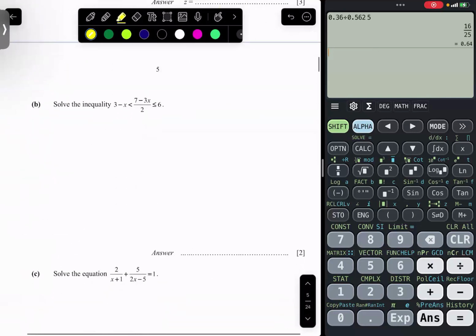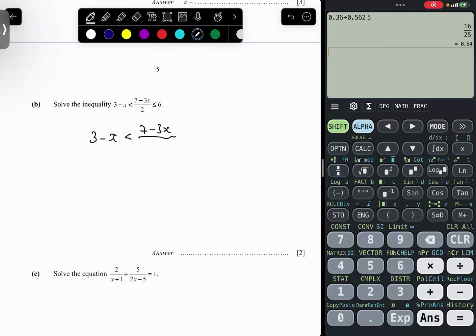B. Solve the inequality. 3 minus x is smaller than 7 minus 3x over 2, smaller than or equal to 6. Split this inequality. So we'll have 3 minus x smaller than 7 minus 3x over 2. Cross multiply, 6 minus 2x smaller than 7 minus 3x. Bring the x to one side, that will be 3x minus 2x, because negative 3x brought over becomes positive. 6 brought over from 7 minus 6, so x is smaller than 1. That's the left hand side.